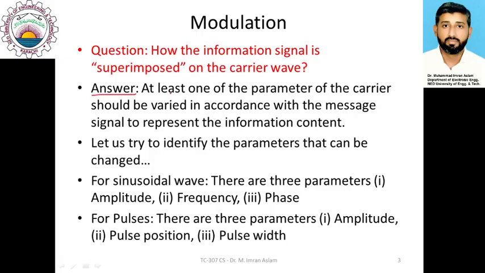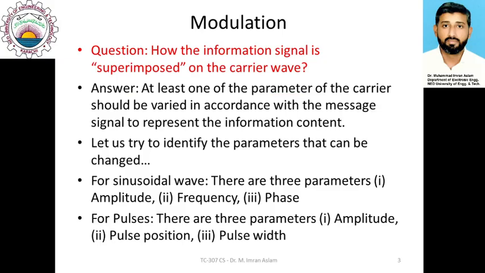So the answer to this question is that we have to change at least one parameter of the carrier. We change one of the parameters of the carrier in accordance with the message signal. So that change in the carrier parameter actually represents the information contents in the carrier. So basically, one of the parameters carries that information that is represented by the message signal. Of course, this answer is not complete, so we need to be more elaborative.